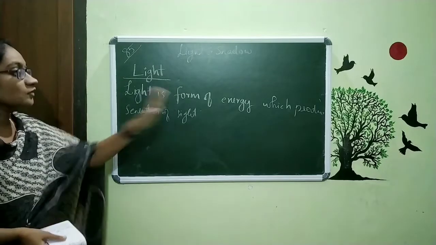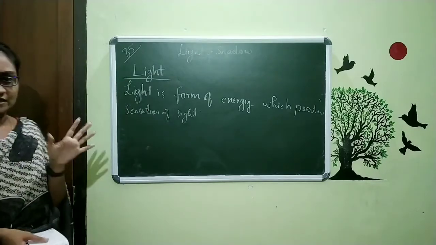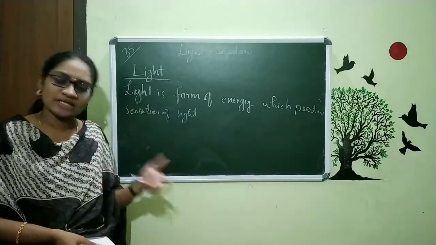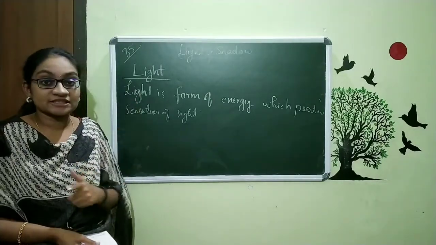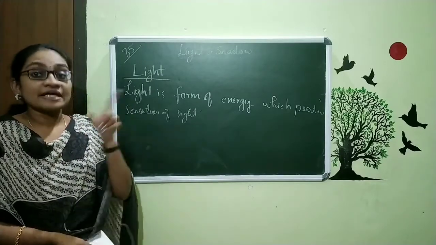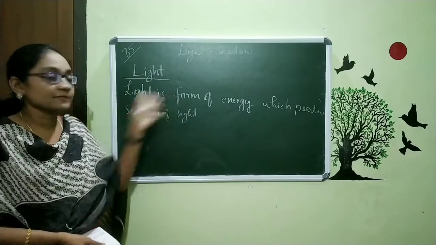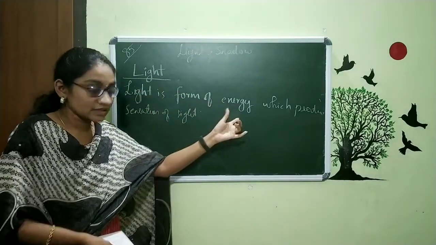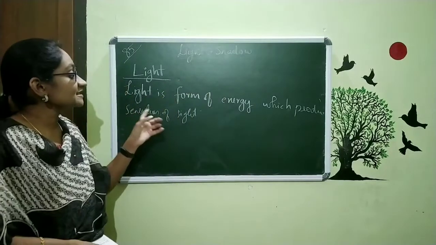Light is a form of energy. That means it is a type of energy. We already studied different types of energy. That means light energy is there, solar energy is there, wind energy is there, tide energy is there. Like different types of energies. In a similar way, light is also a type of energy. So, light is a form of energy which produces sensation of sight.